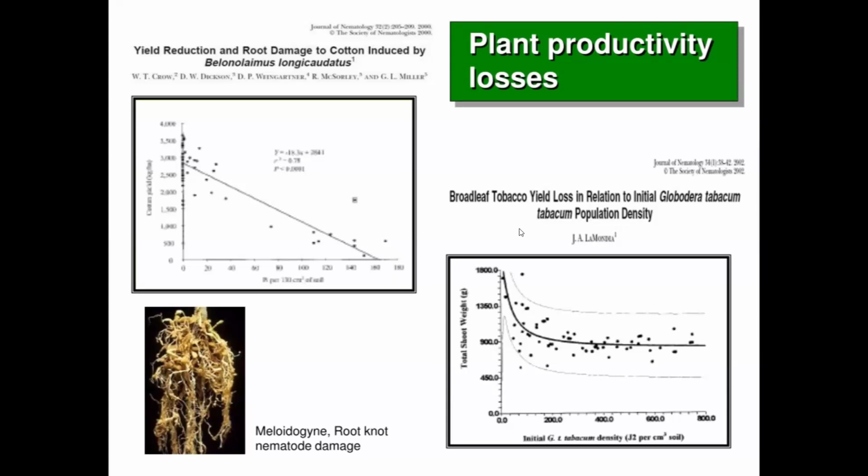This one is on tobacco. So yield loss as a result of Globodera tabacum. The Globodera tabacum is also a sedentary endoparasitic nematode. So you find on this y-axis the weight of the shoots, as you can see. Then here you have different populations of the nematode. So as the population of the nematode increases, what you find is there is a decline in the shoot weight. Right.